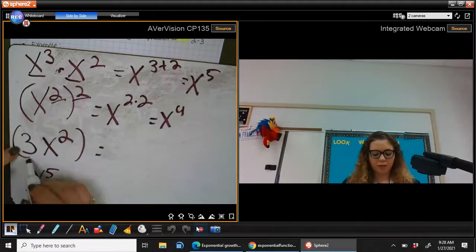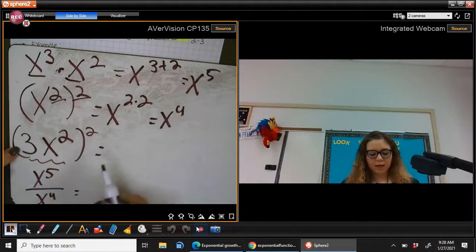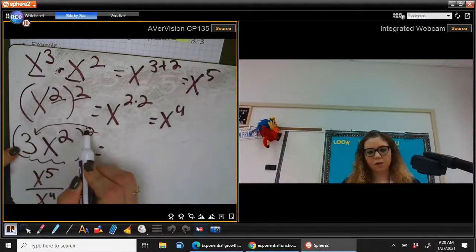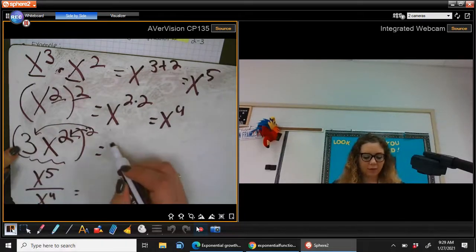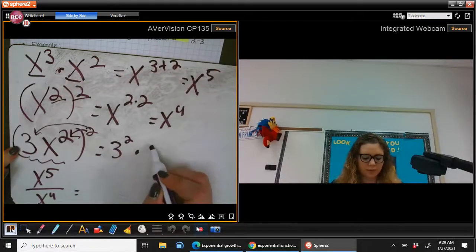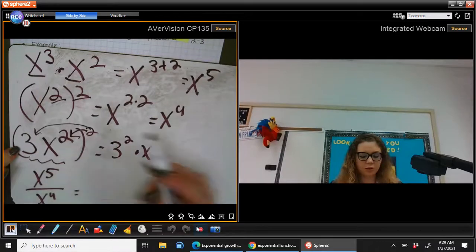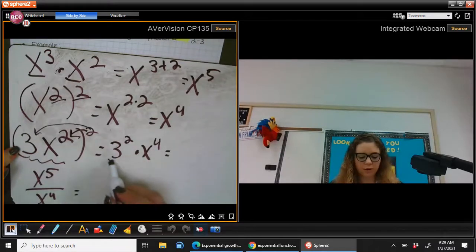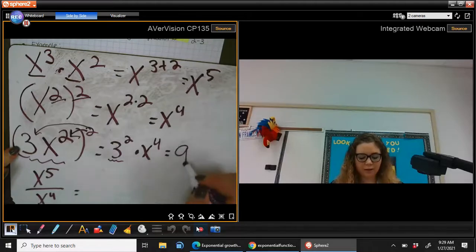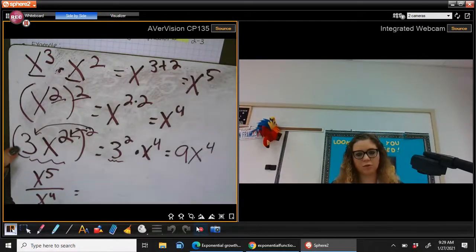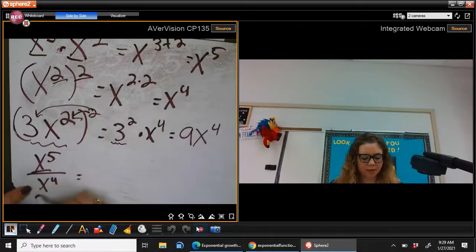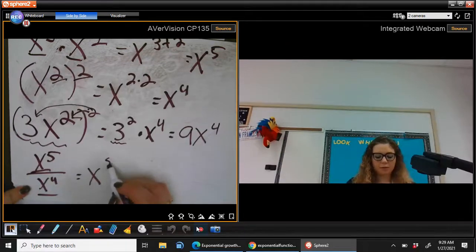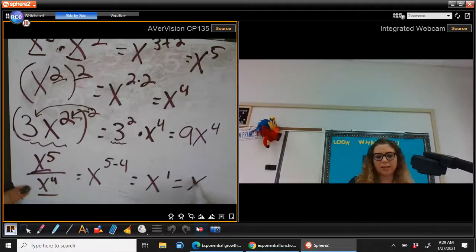Okay, the next one is the product to a power. I have to distribute this power into the product, each one. It has to go to each thing. So I have 3 squared times x to the 2 times 2, which is going to give me 4. I'm going to always simplify. 3 squared is 9. Can't do anything with the x, so I'm going to leave it as x to the 4th. Then lastly, when I'm dividing exponents and my bases are the same, I'm going to subtract my exponents. So I'm going to do 5 minus 4, and that's just going to give me x to the 1, and I can just write it as x.